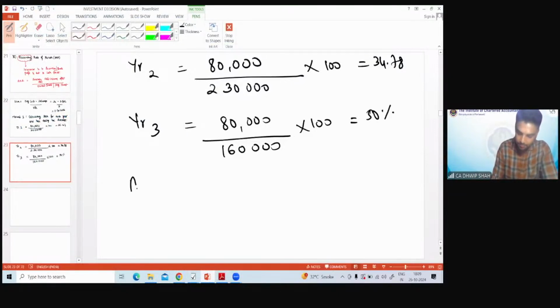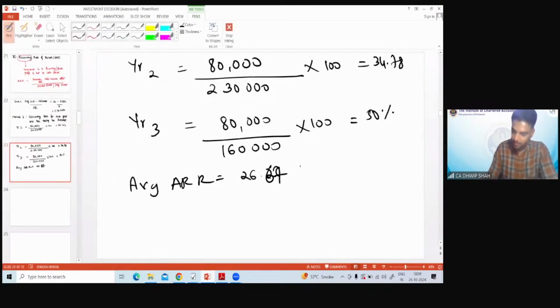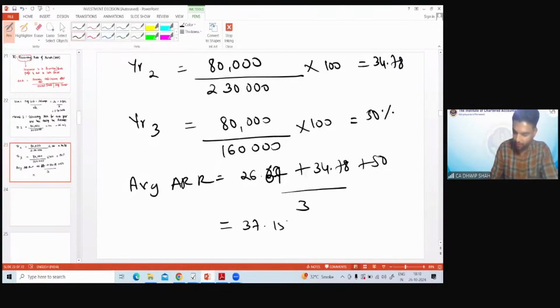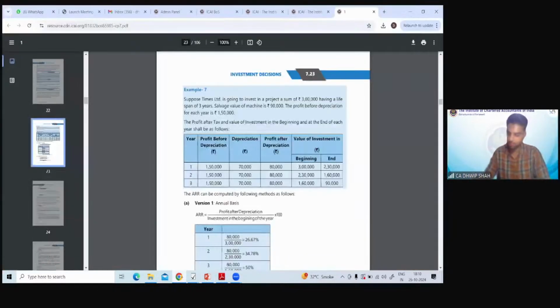So can I say my average ARR is 26.67 plus 34.78 plus 50 divided by 3? Average comes to how much? 37.15%. So this is the first way of calculating ARR. You individually calculate accounting rate of return for each year and then average it out. Okay. So this is the first way.